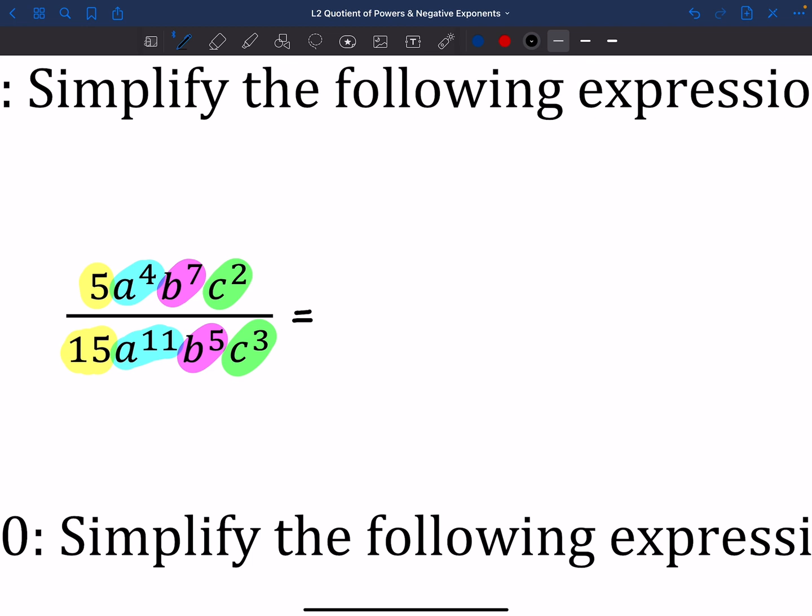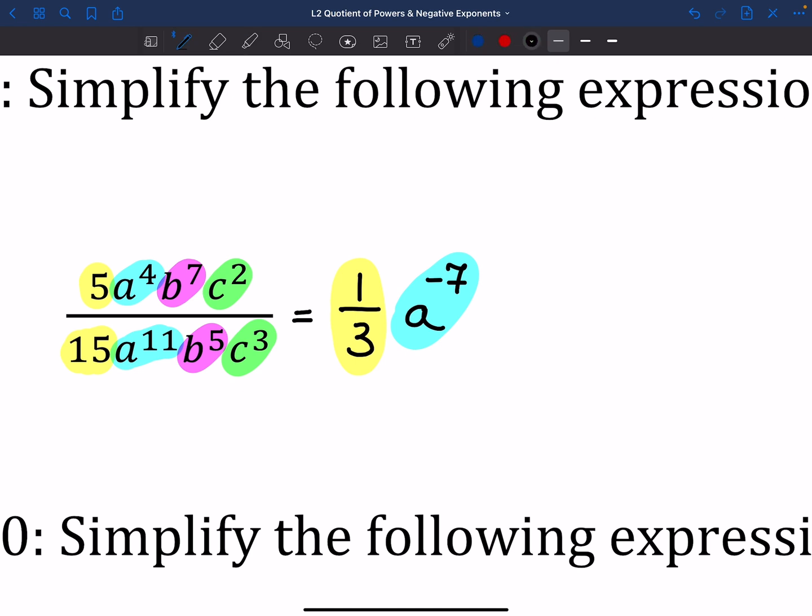So one piece at a time. If I have 5 over 15, it's not going to come out super cleanly. Don't say 3. 5 divided by 15 is the same thing as 1/3. So 1/3 is what we're going to get out of that first chunk. After that, we're looking at the blue piece, a to the 4th, and then a to the 11th on the bottom. So our property that we were working with on the very first page of this was telling me that I can subtract those exponents. So 4 minus 11 is negative 7. That's what we're going to get out of the blue piece.